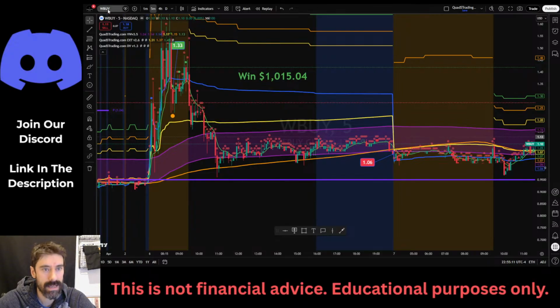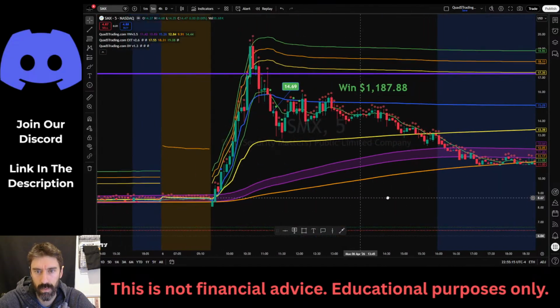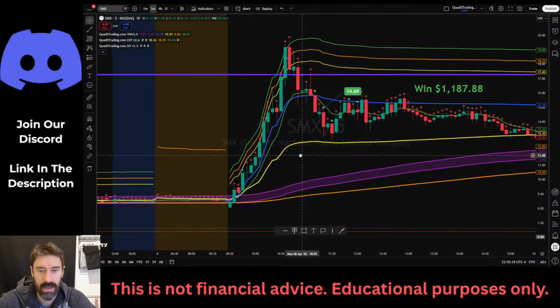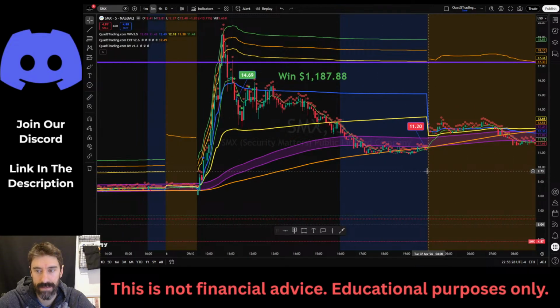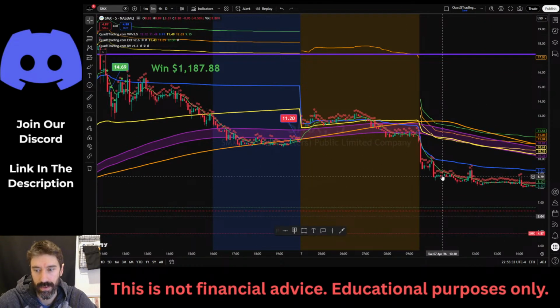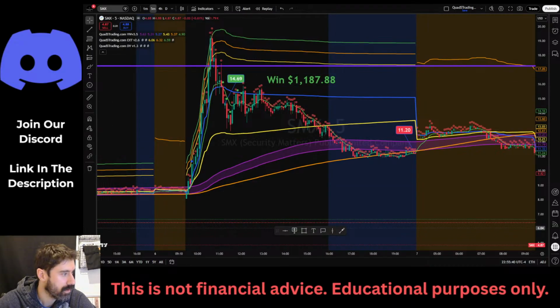Then we had SMX. This one here was a VW1 because you can see this green circle. It literally just pumped straight up. It wanted to touch this current monthly pivot, and it reversed, and it came back down, closed below the VWAP. You enter at 1469, and we cover at 1120 for a nice win of 1,187. And if you were to go 1030 the following day, you would have got an extra $2 on the trade, right? So this would have been a nice win of $1,187.